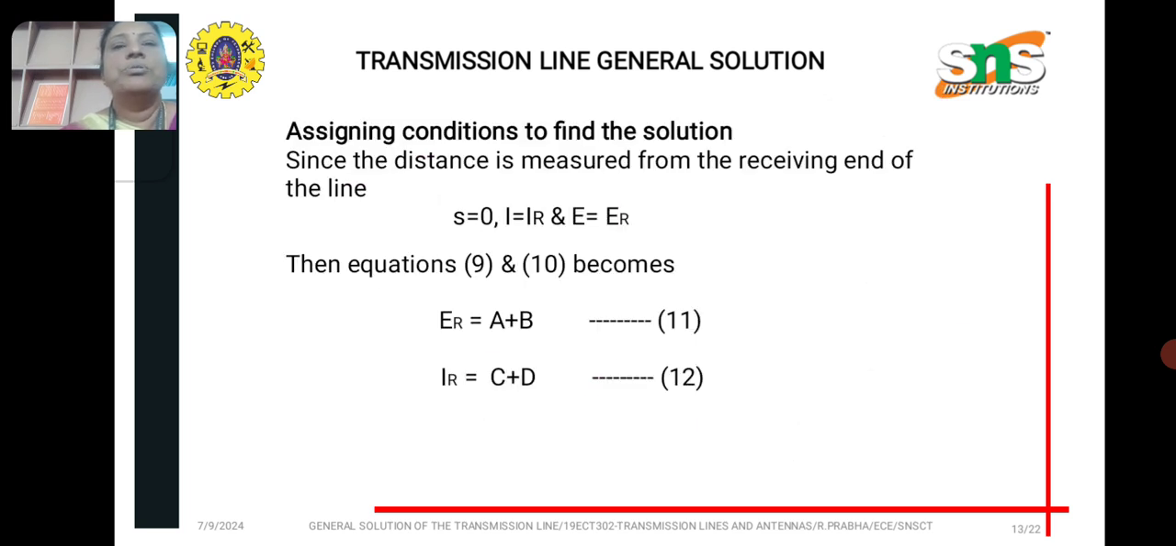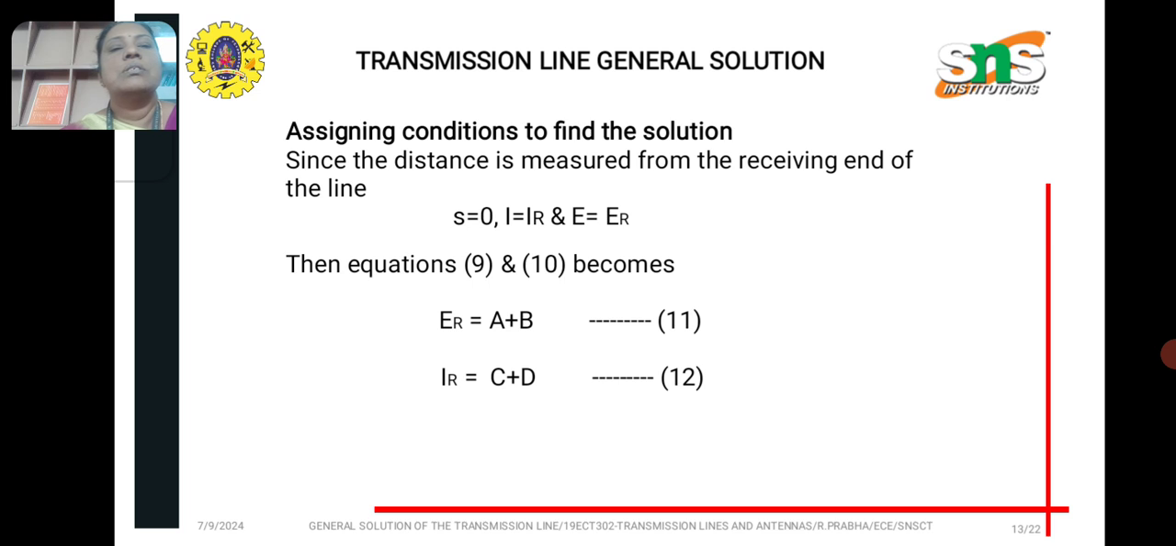So now, in order to further solve the equation, we are assigning some conditions. Since the distance is measured from the receiving end of the line, at the receiving end the distance is 0 because it is the starting point. So S is taken as 0, and at the receiving point we know I is equal to IR, E is equal to ER. By substituting these conditions in equations 9 and 10, we get the receiving voltage ER is A plus B, because in the exponential form we substitute e power 0 is equal to 1, and the receiving current is C plus D.